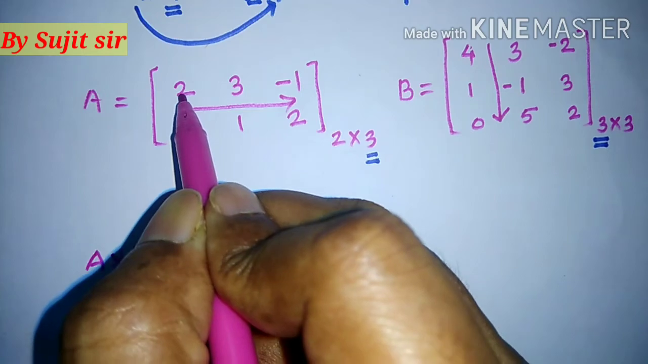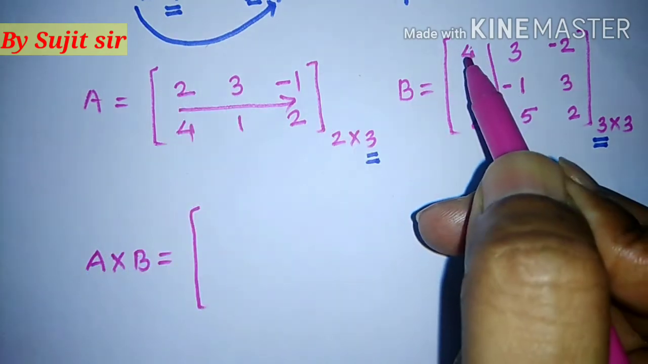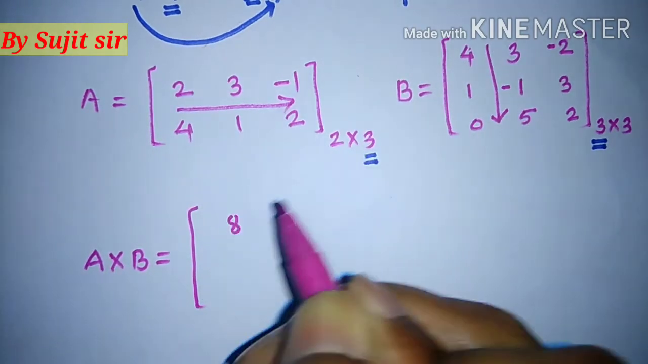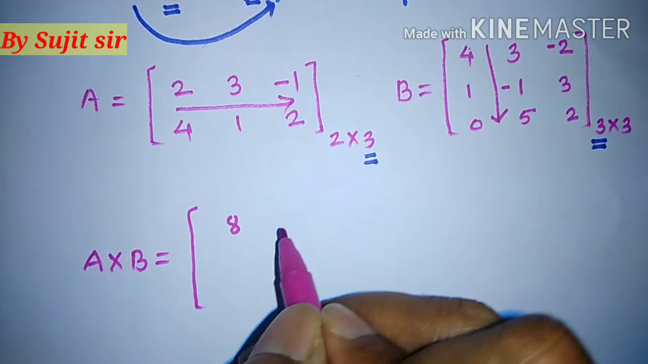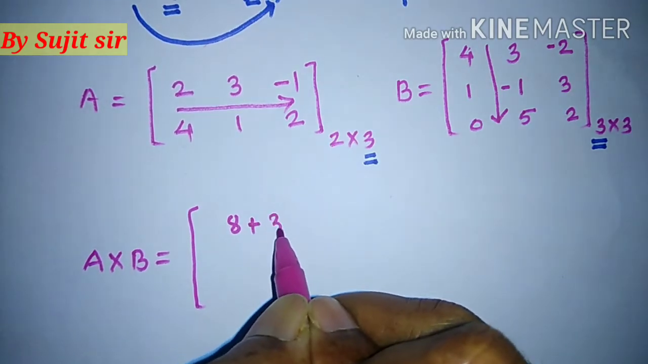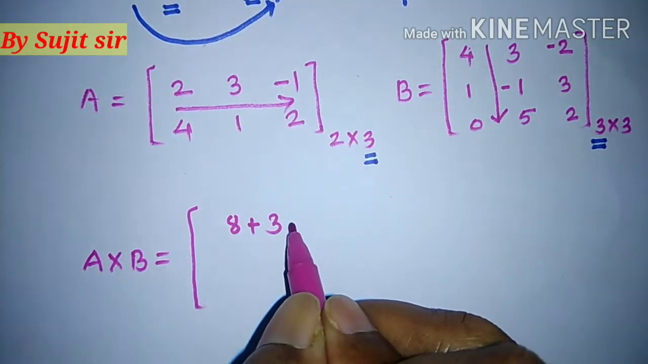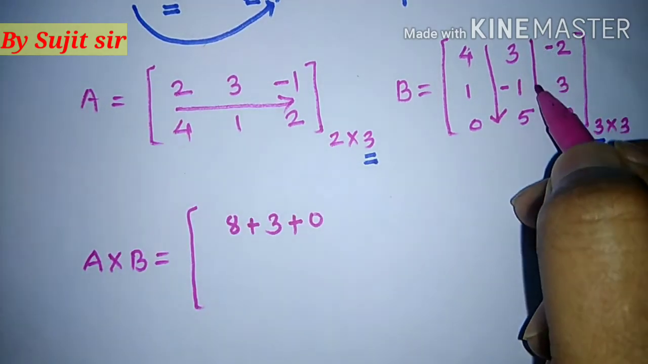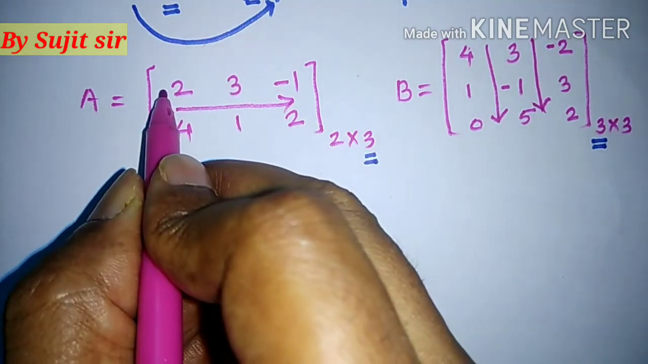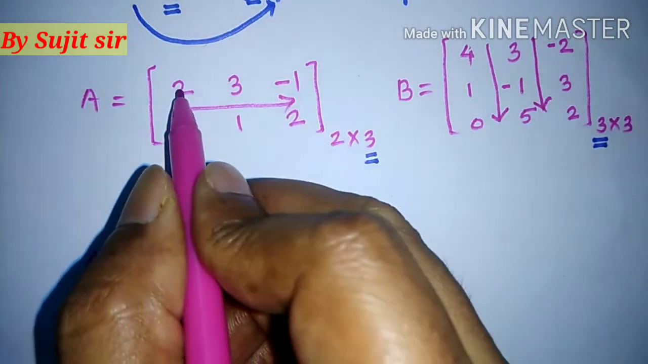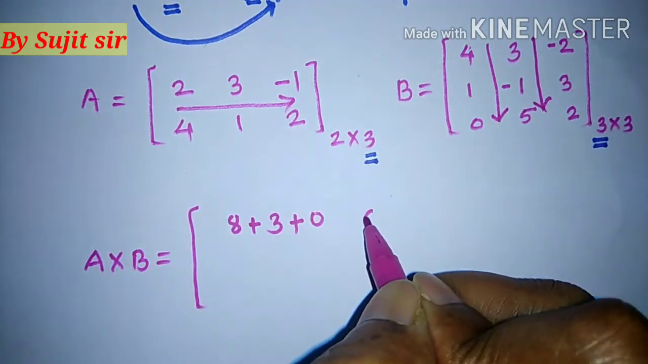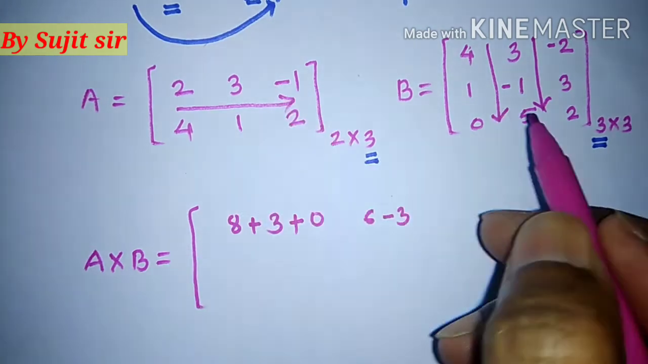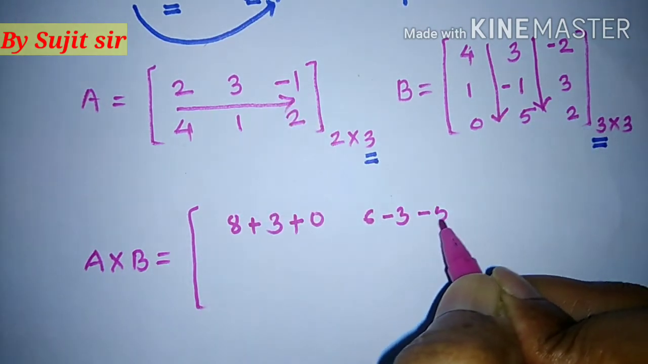See how it is. Multiply the first element with the first element of the second matrix. So 2 4s are 8. 3 1s are 3, so it is plus 3. Minus 1 zeros are 0. Then take the second column of the second matrix. So the multiplication is first row, second column. 2 into 3, 6. 3 into minus 1, minus 3. And minus 1 into 5, it is minus 5.